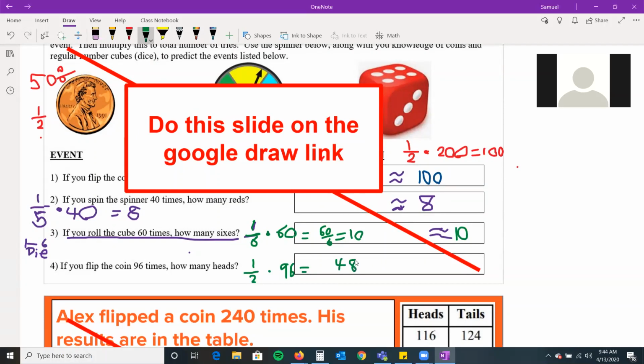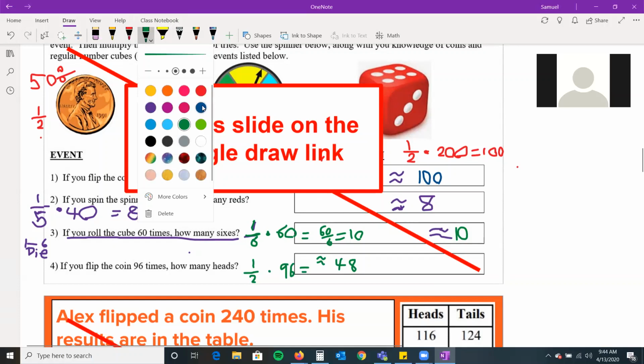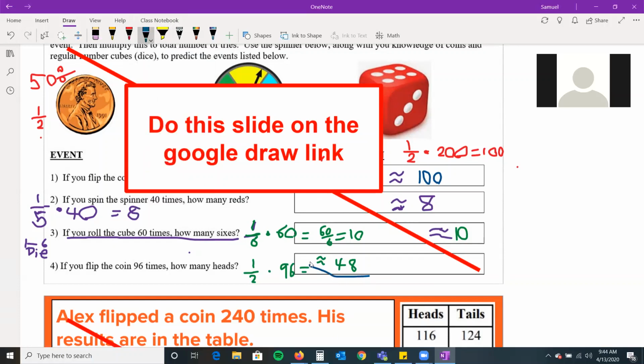So we get approximately 48 times, and I should have done a different color for that one, but that's okay. All right, so approximately 48 of those flips will be heads. All right, this one was approximately 10 times, approximately 8 times, and approximately 100 times.